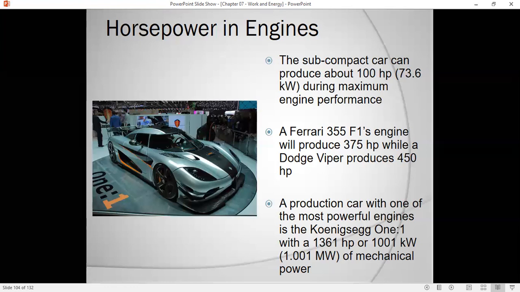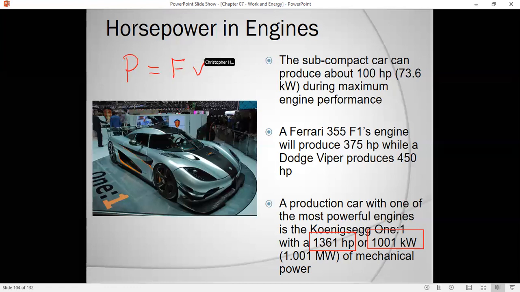And why do they want such high powers? This car here, 1361 horsepower, or over a megawatt of mechanical energy. Why would you want something that extreme? Well, this actually comes from the next equation that we're going to talk about. The next equation says that power is equal to force times velocity.